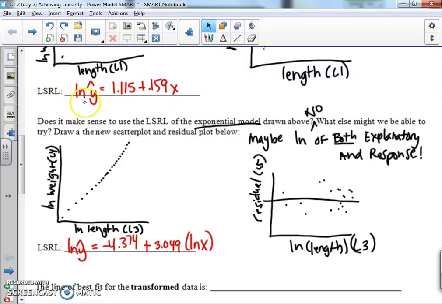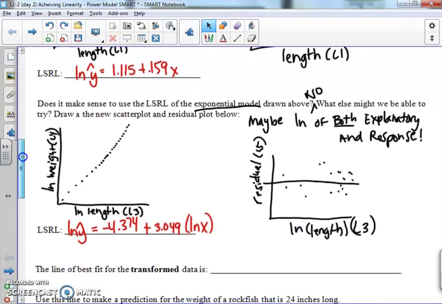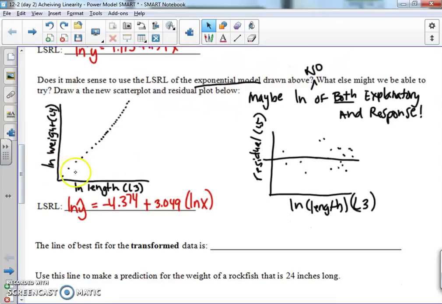But when we tried that for this example with the fish, we tried taking the natural log of y, and it curved it kind of a different way. It didn't straighten it out as good as we would have liked. We looked at the residual plot being a curved pattern. But what I showed you is that if we take the natural log of both variables, the explanatory and the response, sometimes that's what straightens it out.